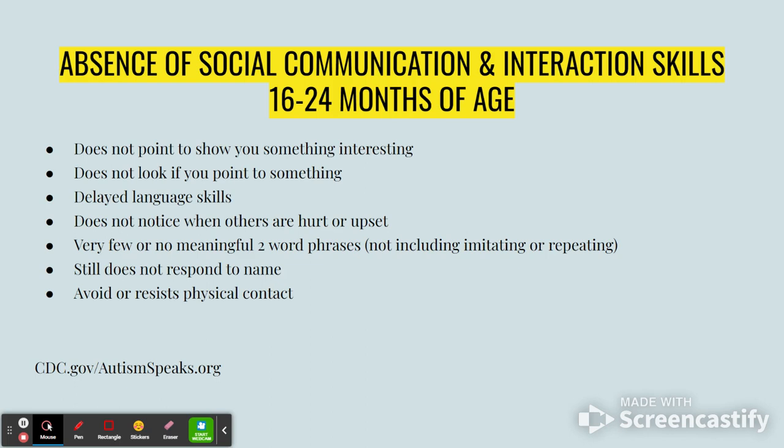Absence of social communication and interaction skills, 16 to 24 months of age. Does not point to show you something interesting, does not look if you point to something, delayed language skills, does not notice when others are hurt or upset, very few or no meaningful two-word phrases. This does not include imitating or repeating. Still does not respond to name, avoids or resists physical contact.